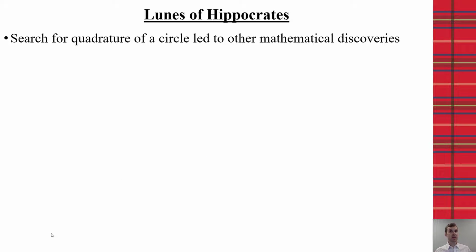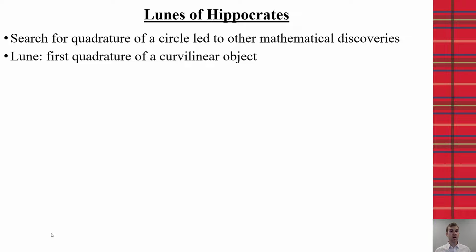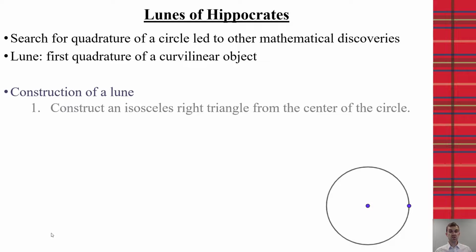Now, just like the trisection led to different discoveries, there were discoveries by trying to determine the quadrature of a circle, such as the lunes of Hippocrates. Now, the lune was the first quadrature of a curvilinear object, so that makes it even more unique. Now, what is a lune? Let's construct it to show you.